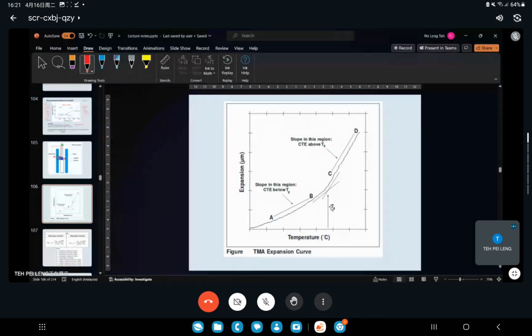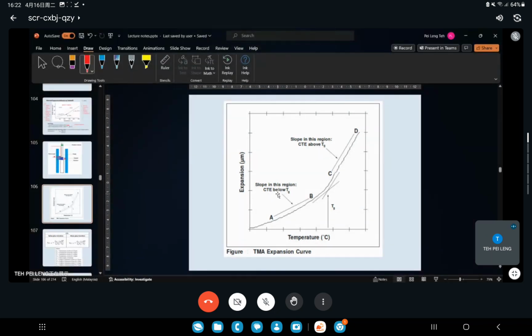Okay, sometimes it's written like expansion, so it must be in micron. This one must be temperature. So this will be your DG. This will be your DG. This is the example. So this is CTE below TG and this is above TG.